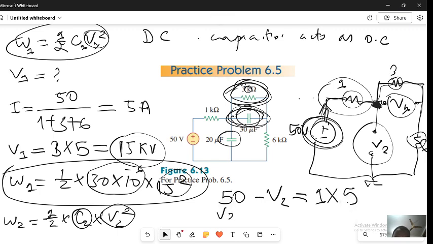Now I will have V2 equal 50 minus 5. Now let's see. Why 5? When this one is what? 50 minus this one, it was kilo. So I will have 10 power 3.